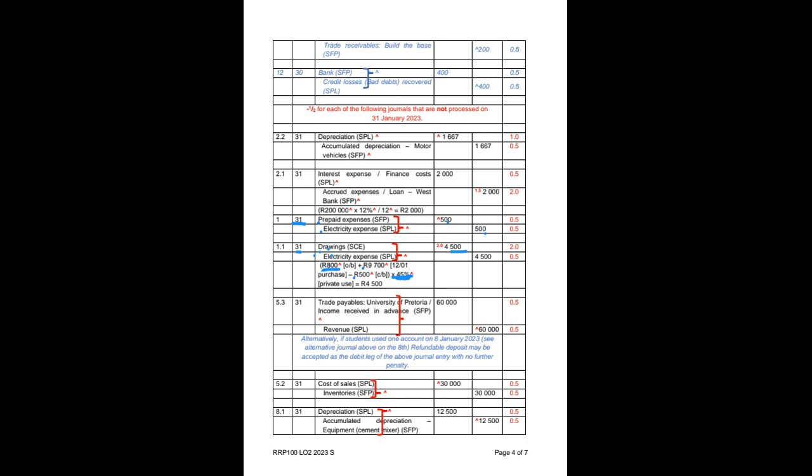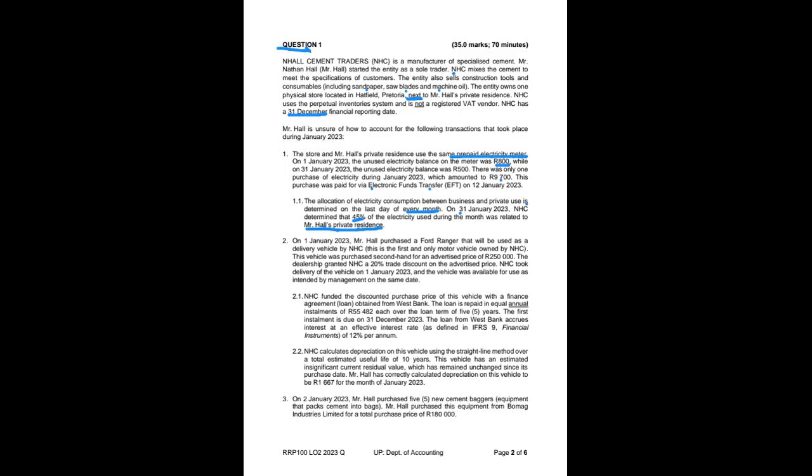Let's go back to the question and we'll read point 2 and then we'll discuss it and record the journal entries for it. Now, point 2 starts off by saying on the 1st of January, Mr. Hall purchased a Ford Ranger that was used as a delivery vehicle by NHC. This is the first and only motor vehicle owned by NHC. This vehicle was purchased second-hand for the advertised price of 250,000. The dealership granted NHC a 20% trade discount.